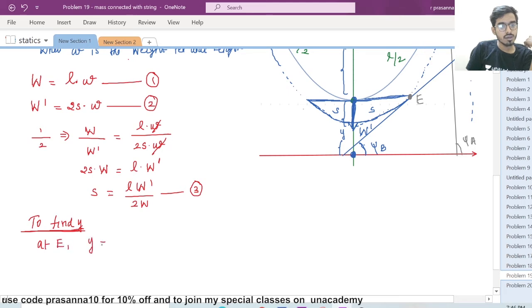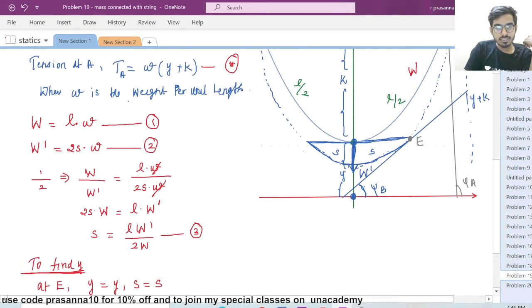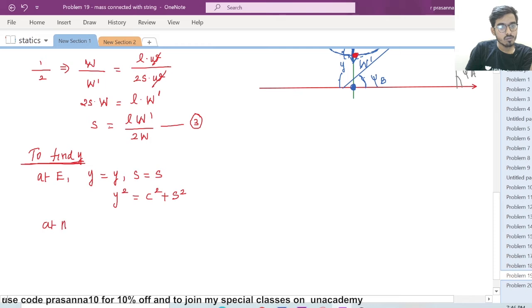At E, what is y? y is same as y, S is same as S, right? Because at E, that vertical distance I assume is equal to y, and S is S again, because I assumed the distance from the lowest point to E is equal to S. So my y square is same as C square plus S square, right? At E, this is the relation between y and S. If you haven't watched the previous video, please watch the previous problem.